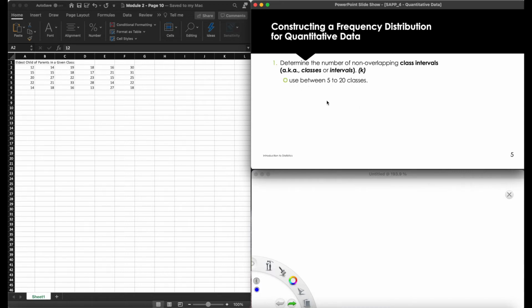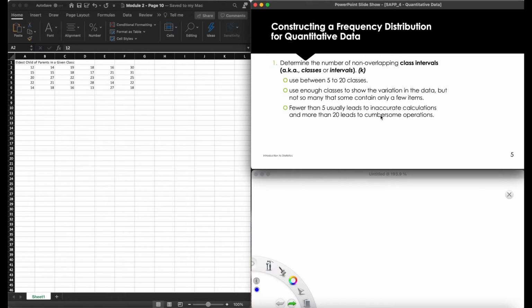We use between 5 to 20 classes. Only 5 to 20. Use enough classes to show the variation in the data, but not so many that some contain only a few items. So again, the typical is 5 to 20. Fewer than 5 usually leads to inaccurate calculations, and more than 20 will be cumbersome to do. Usually it is stated in the problem how many classes you will use.